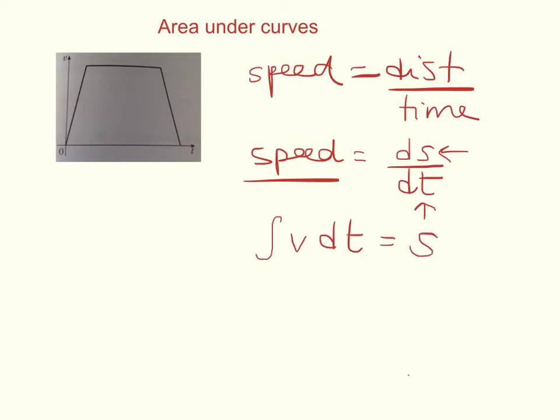Okay, now let's look at this. So we've got a VT graph, and we know that the area under the graph, this bit, is equal to the displacement, equal to s. So we can say that if we integrate the velocity or the speed over this time between here and here, then we will get the distance travelled. So the area under the graph is us integrating this.